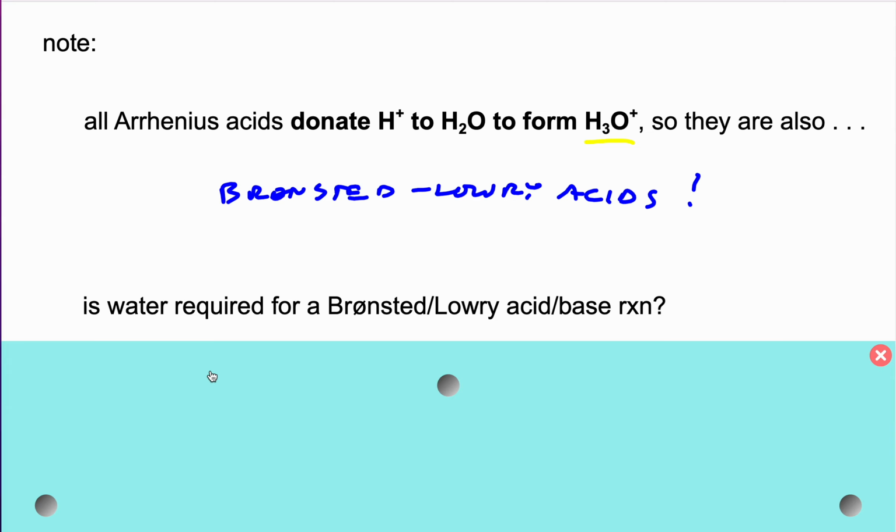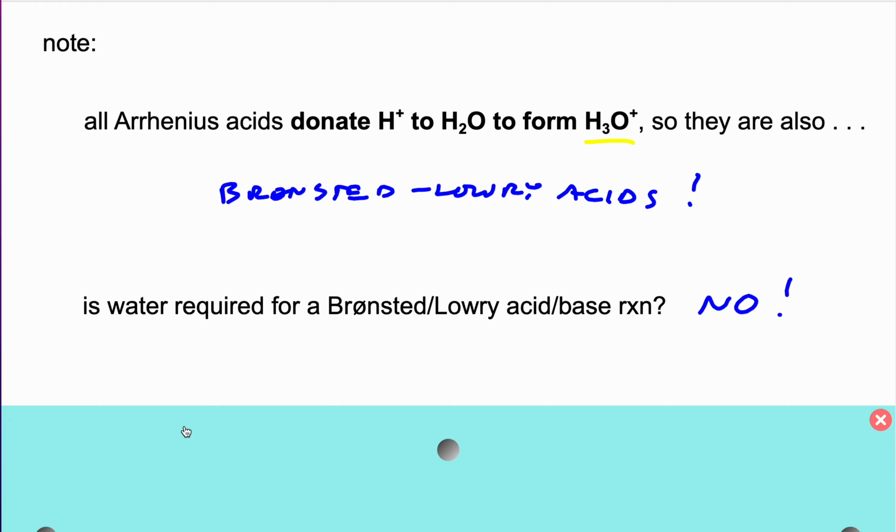Now, notice that the definition of the Bronsted-Lowry acid-base theory does not mention water at all. In fact, you do not need to have your Bronsted-Lowry acid-base reaction take place in aqueous solution. That's also one of the things that makes it a more general definition. And in class, I will demonstrate a Bronsted-Lowry acid-base reaction that takes place in the gas phase, one of my favorite demonstrations.